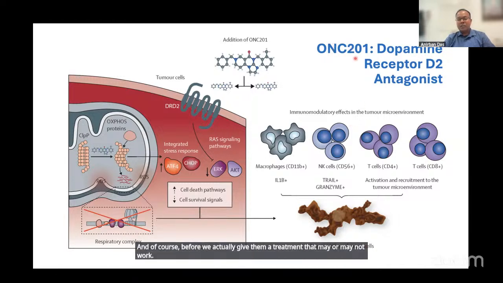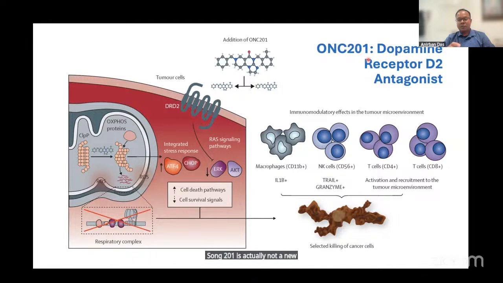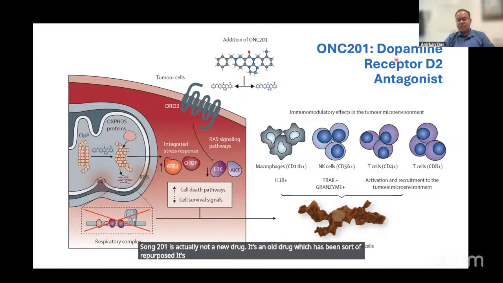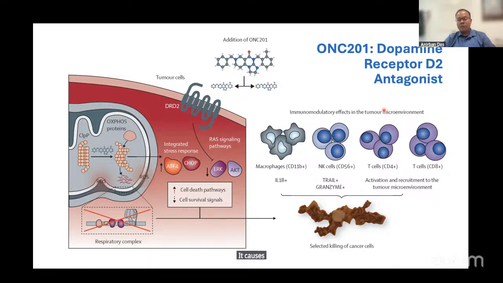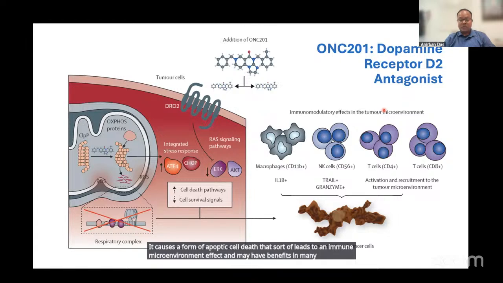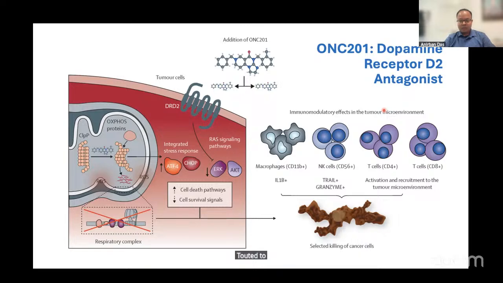So ONC201 is actually not a new drug. It's an old drug which has been repurposed. It's not a cytotoxic agent. It is a dopamine receptor D2 antagonist, and we are still learning how it works. But the hypothesis is that it causes a form of apoptotic cell death that leads to an immune microenvironment effect and may have benefits in many tumors. And it has been tried not as a specific treatment for DIPG, but in many tumors. And this is one case where it was touted to be very promising. But we will have a look at the data ourselves to see if that is really true.